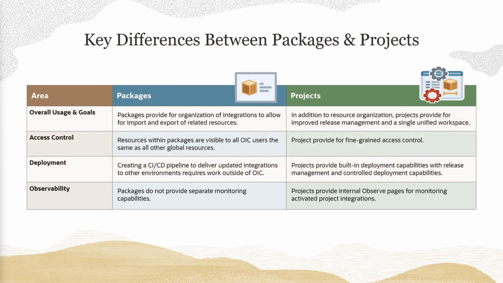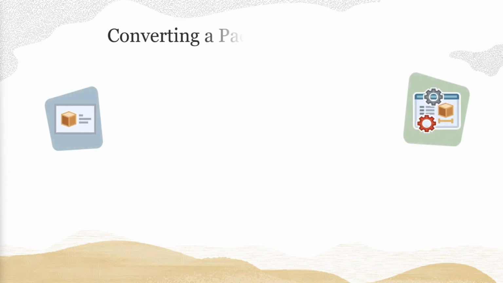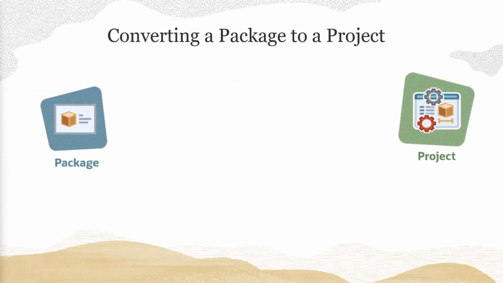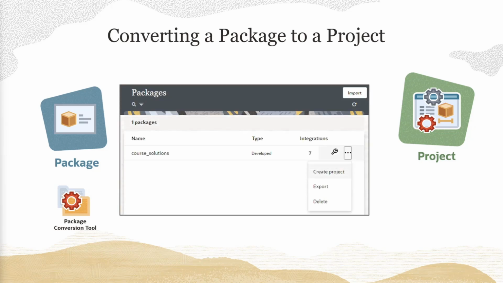All of this helps you to understand why we won't be promoting the use of packages any longer. They're still supported. It is just that projects can do so much more. The good news is if you have packages that you've imported into OIC 3 from earlier versions, you can easily convert them to projects using the package conversion tool. Just navigate to your package on the Packages page, then from the Actions menu, select Create Project.